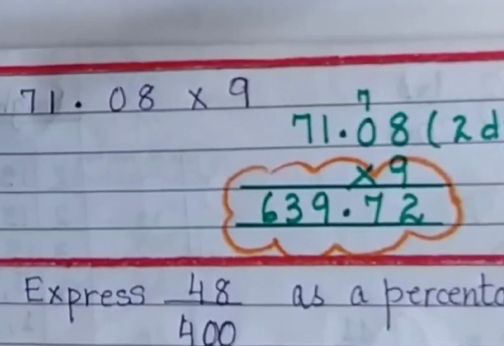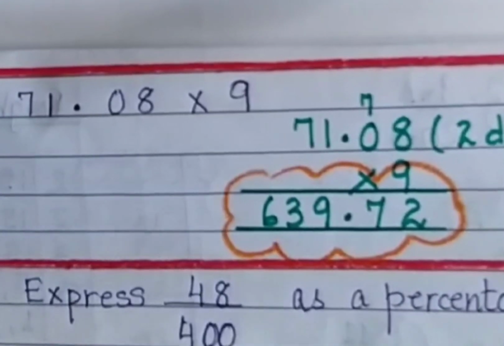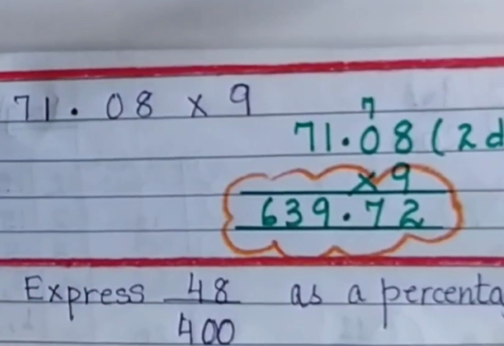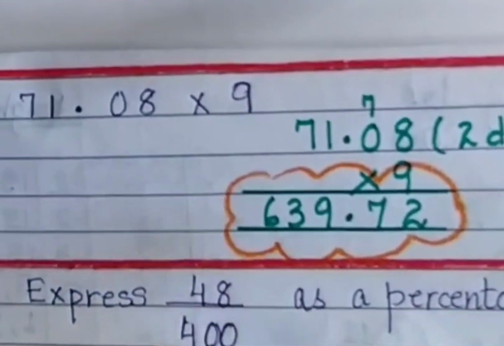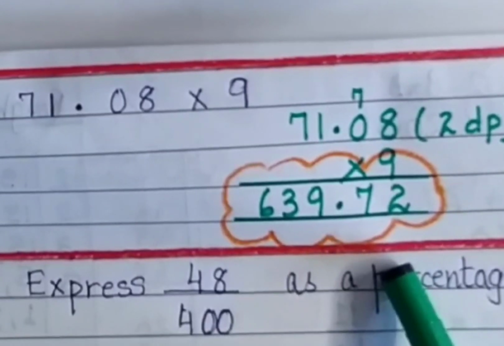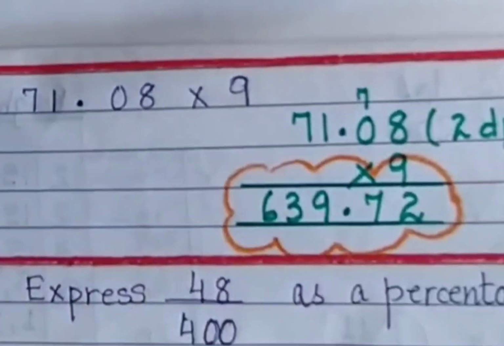A question on multiplication of decimals. It is simple. If you know your tables well, you will never go wrong. So just check your answer for this question.